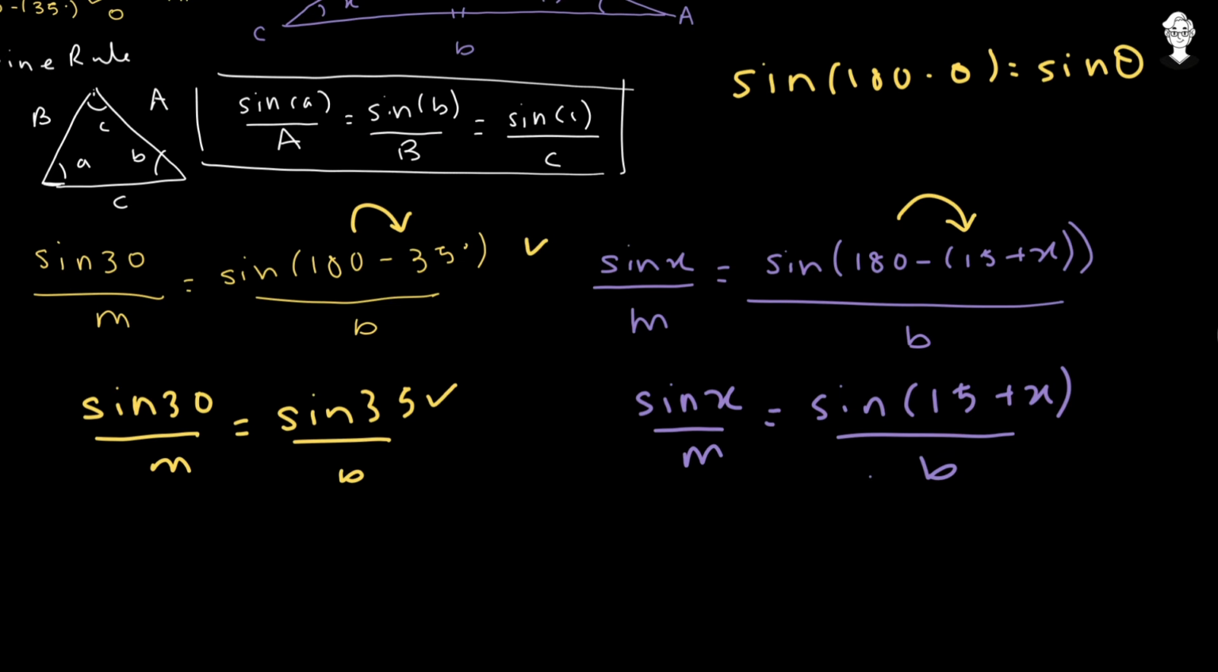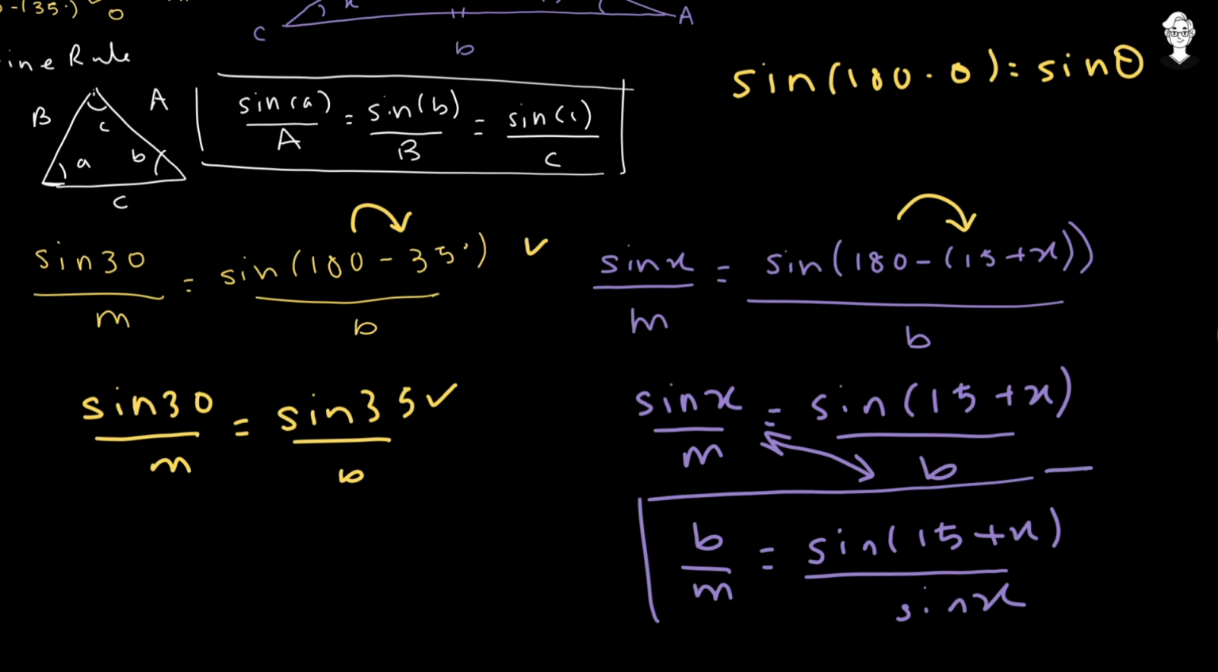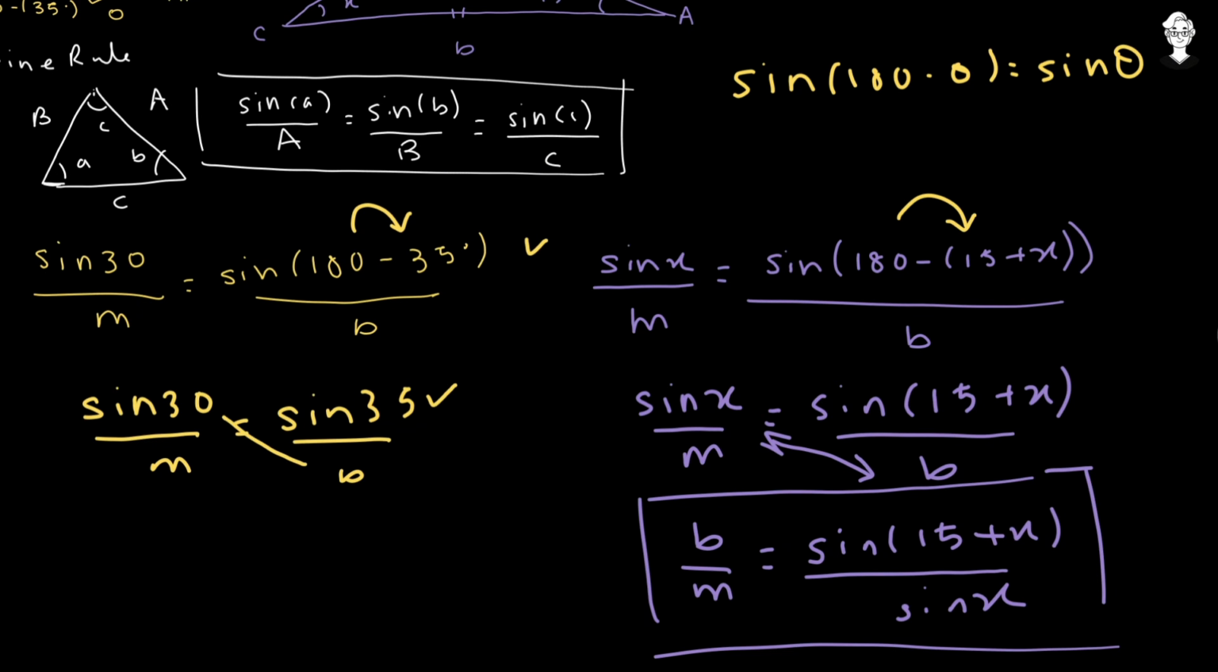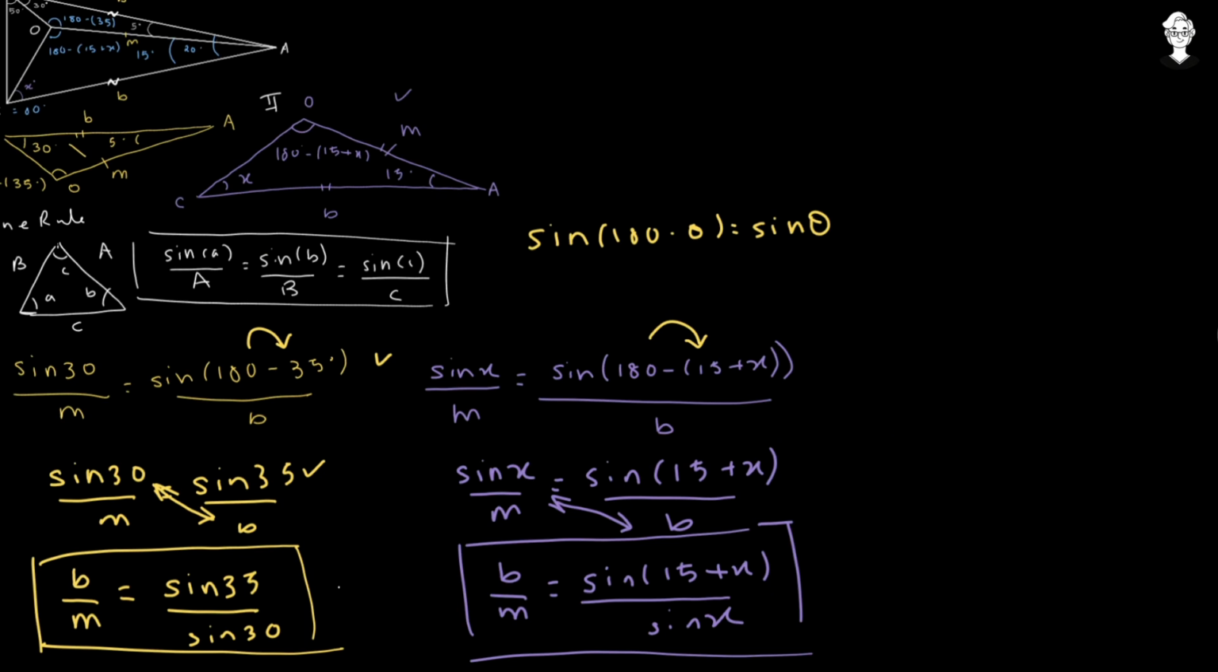Now what I will do is a simple cross multiplication. I will take b over here and sine x over here. So over here we will have b upon m equals sine of 15 plus x upon sine of x. So here is the first equation that we required. Now in the second ratio, that is in the yellow color, I will do the same thing, b over there and sine 30 over here. Therefore, b upon m would be equal to sine of 35 degree upon sine of 30 degree. Keep this as equation number 2. So this is our first equation and this is the second equation.